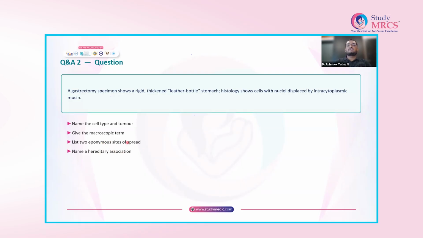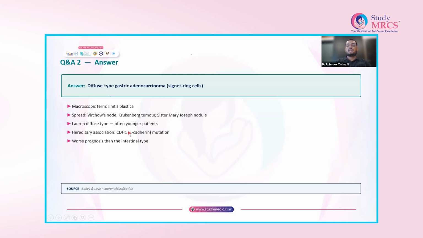Hereditary association, of course, in the case of gastric carcinoma, is CDH1 involvement. Okay, that's the thing. The diffuse type has a very poor prognosis. Okay, coming to the intestinal type.